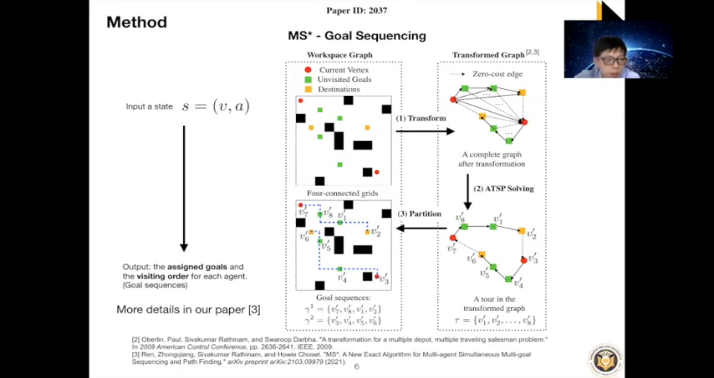To achieve this, we use a transformation-based approach. This approach first generates a transformed graph where the edge costs are set in a well-designed manner. Then, in this transformed graph, an asymmetric traveling salesman problem solver is invoked, and an optimal tour within this transformed graph is computed. Finally, this optimal tour can be decomposed into a set of assigned goals with visiting orders specified for each agent. More details can be found in our paper.